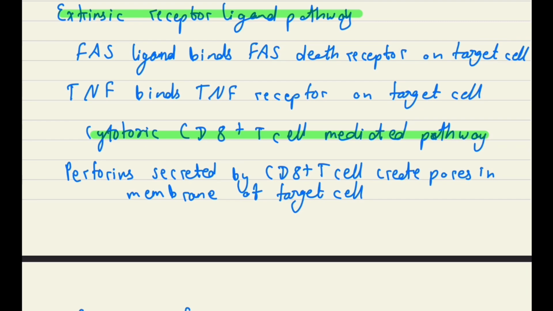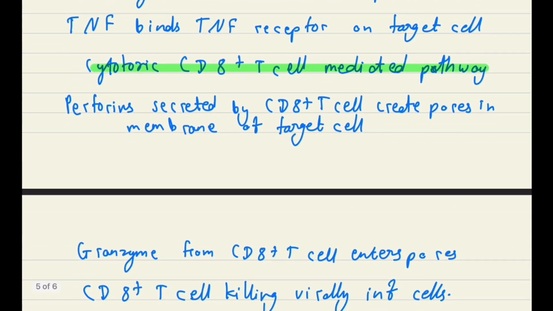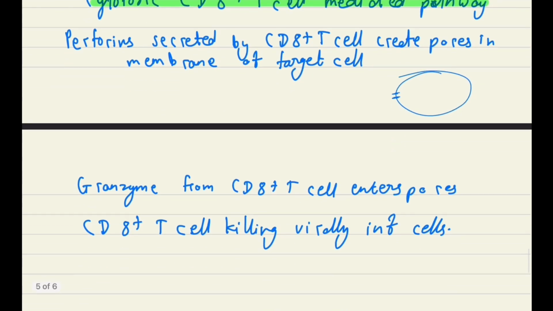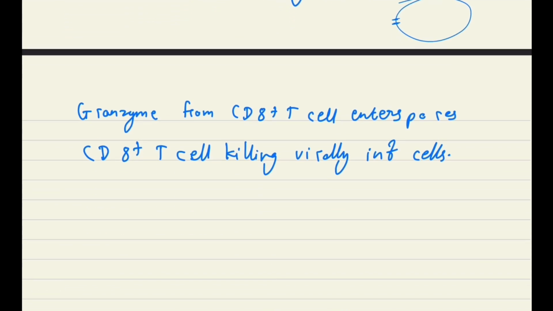Cytotoxic CD8 positive T cell mediated pathway. This is another pathway. Perforin secreted by the CD8 positive cell creates pores in the membrane of the target cell. Let's assume this is a target cell. Then perforin is secreted by the CD8 positive T cell. Then there is pore formation in the membrane, due to which the cytoplasmic materials get leaked into the interstitial space. Due to which caspase again activates. And granzymes from the CD8 positive T cell enter the pores and activate caspase. This is also CD8 positive T cell killing of virally infected cells.